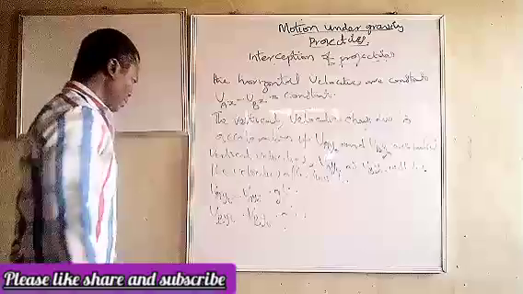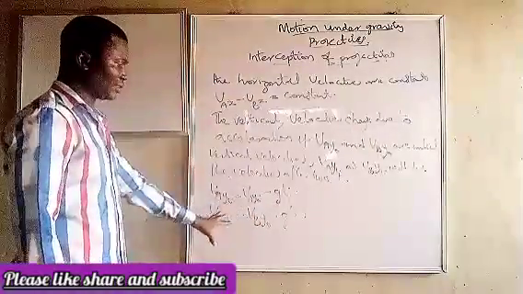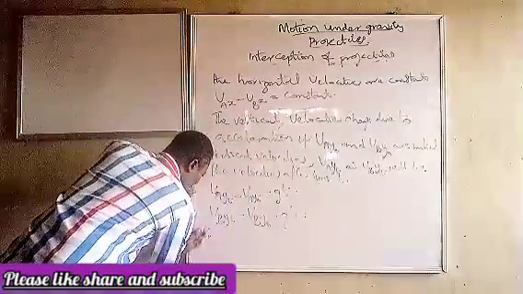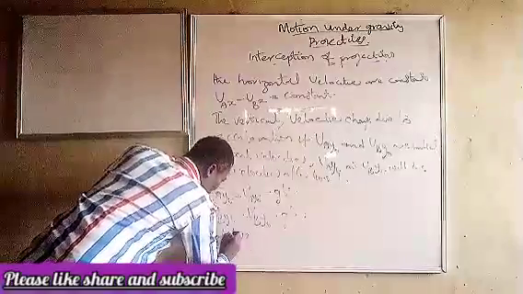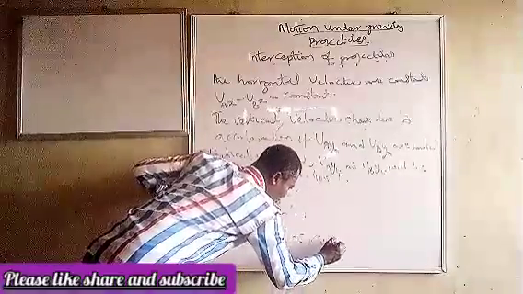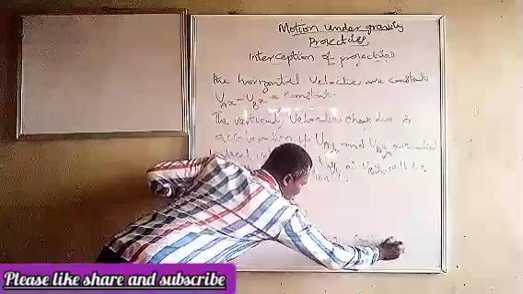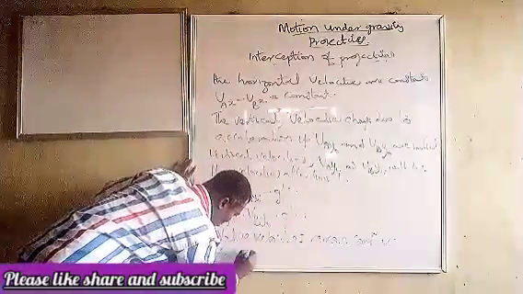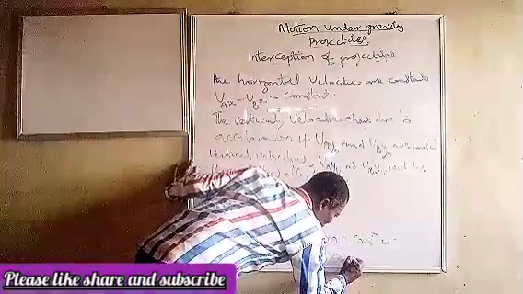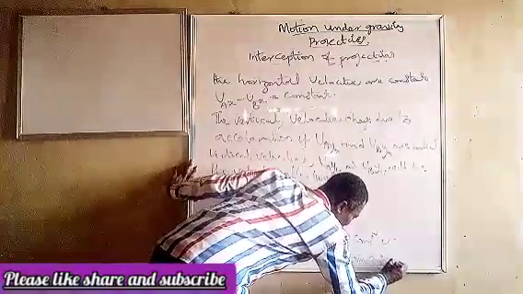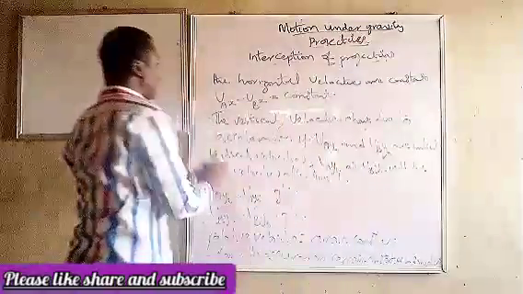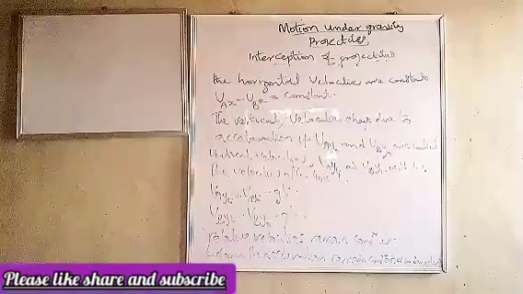So if you subtract these two, you will realize that the relative velocities remain constant. Why? Because the acceleration remains constant and in the same direction. So it makes our work on intersection of projectiles very easy and straightforward.